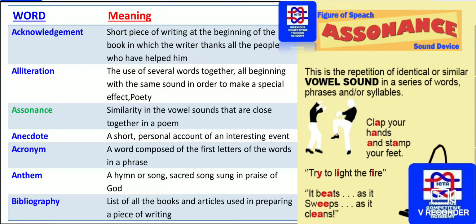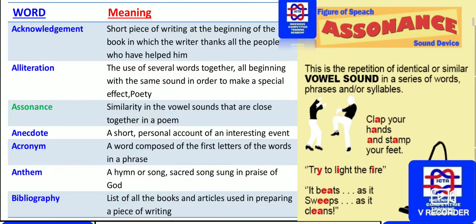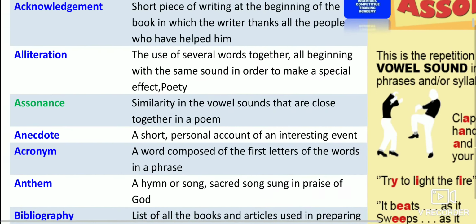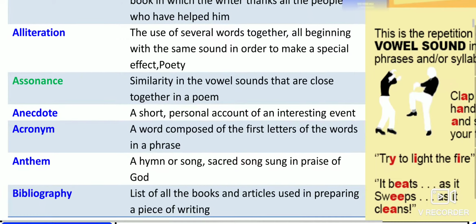Anecdote. A short personal account of an interesting event is known as anecdote. Next we have acronym. As you can see, acronym: a word composed of the first letters of the words in a phrase is known as acronym. Anthem is, as in national anthem, we know the same thing.